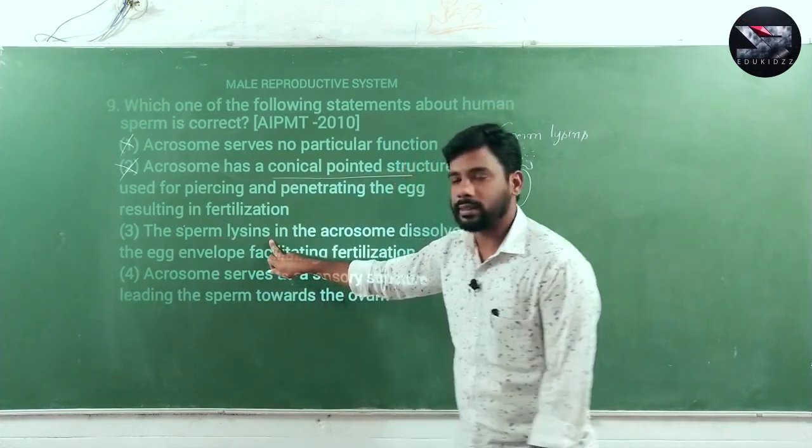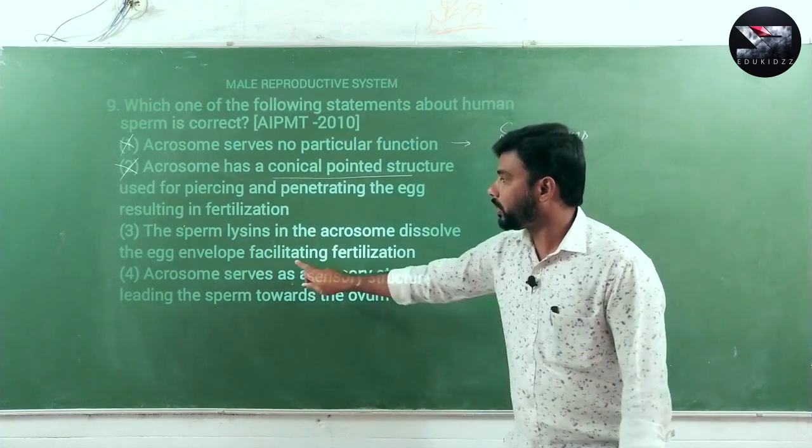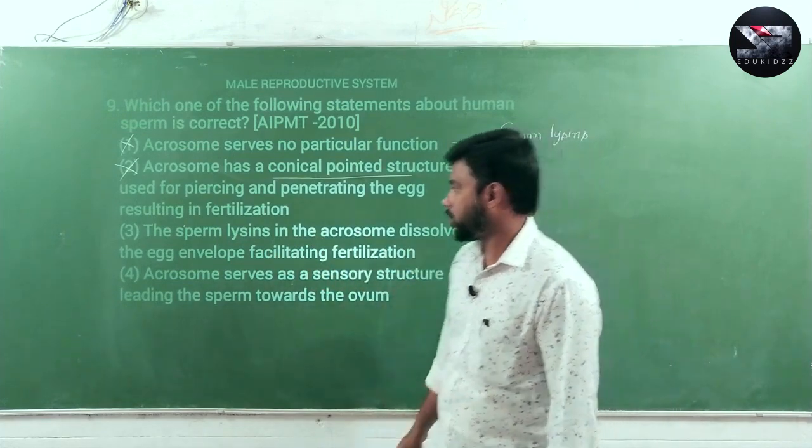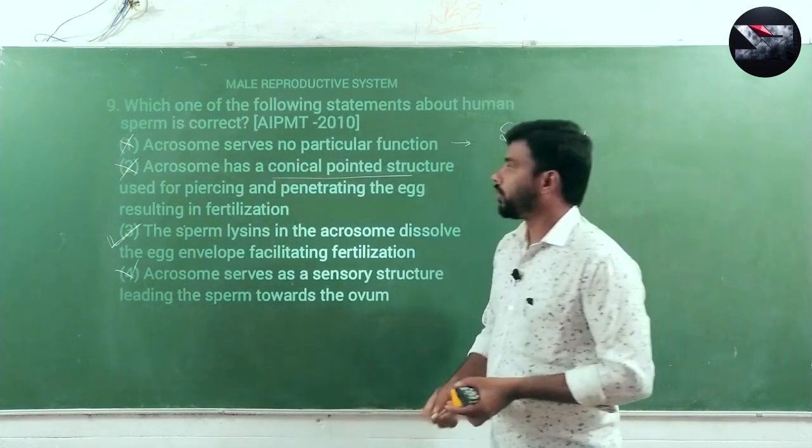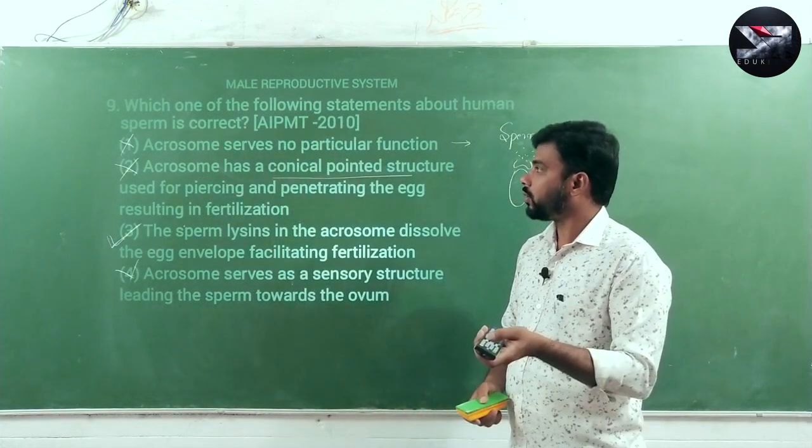The sperm lysins in the acrosome dissolve the egg envelope, facilitating fertilization. This is the right answer. Okay, now let us take the next question.